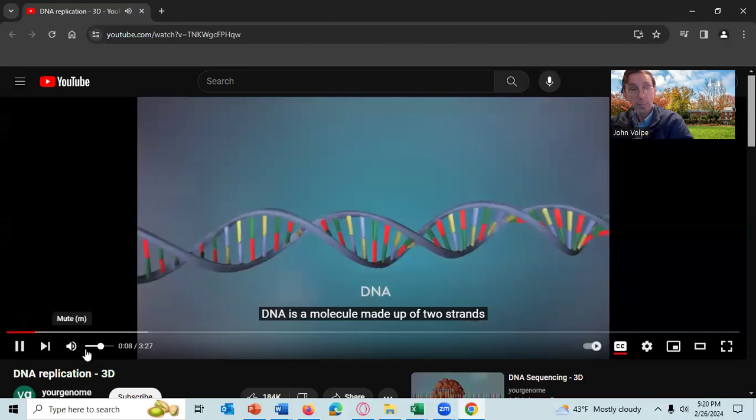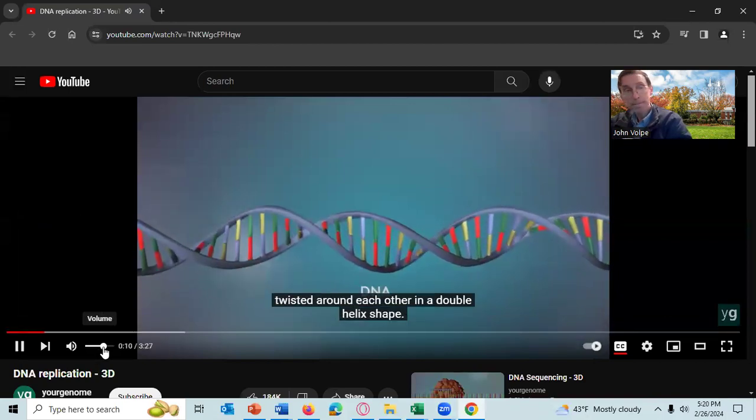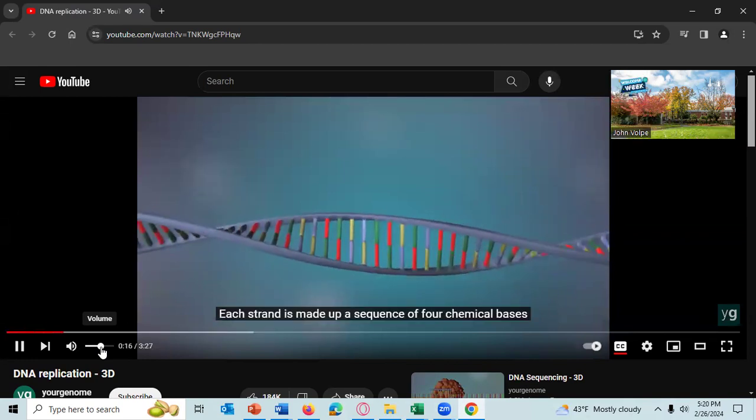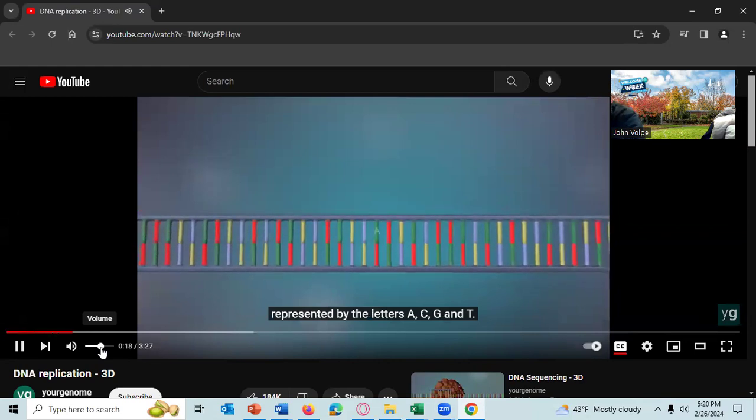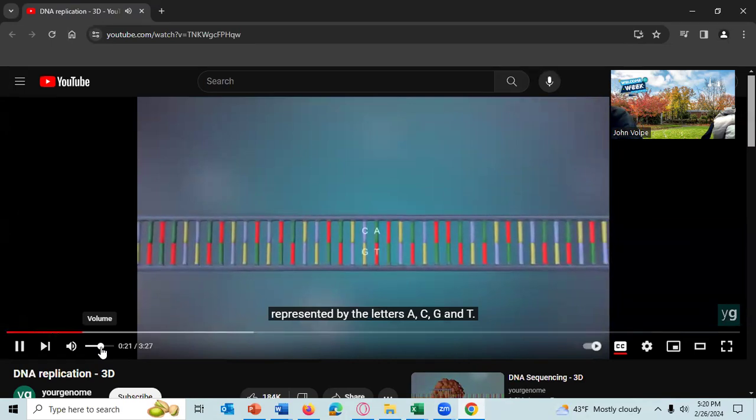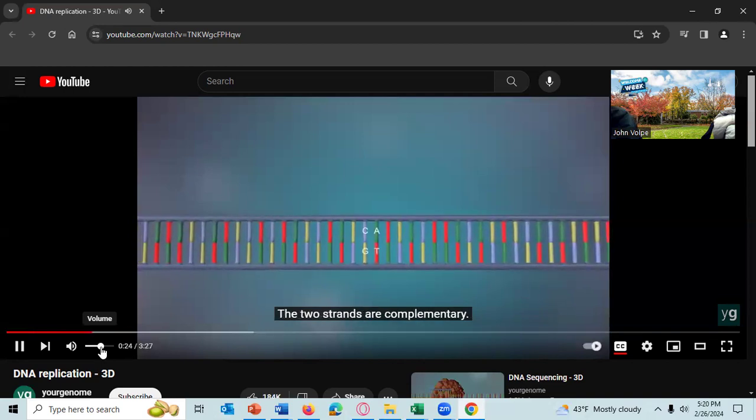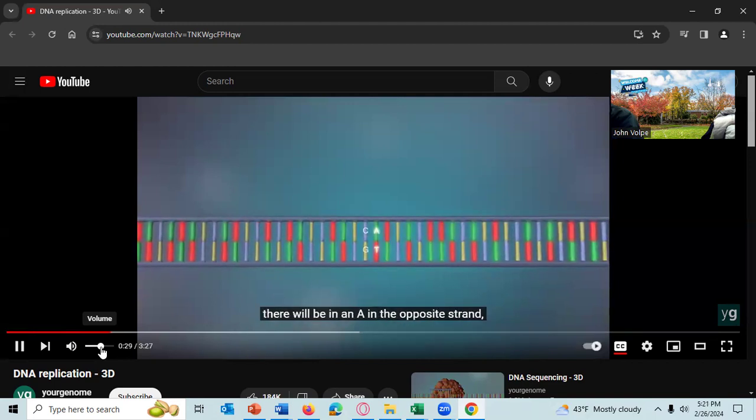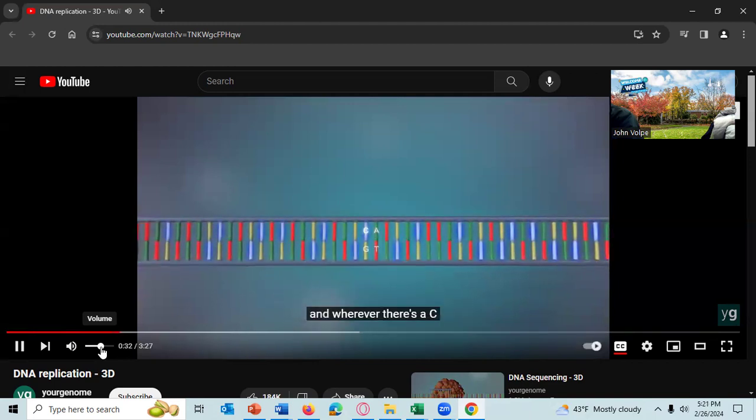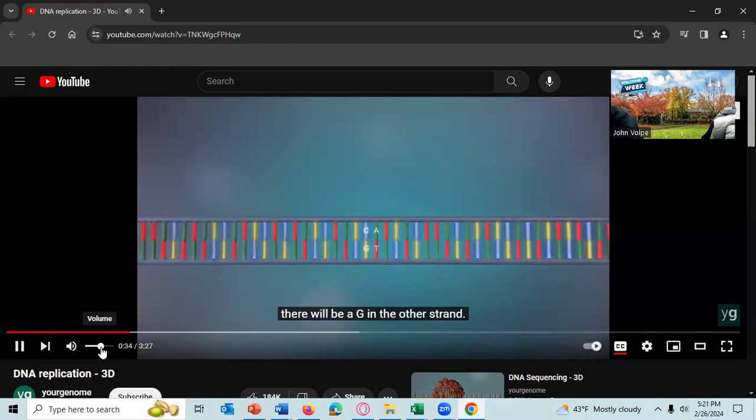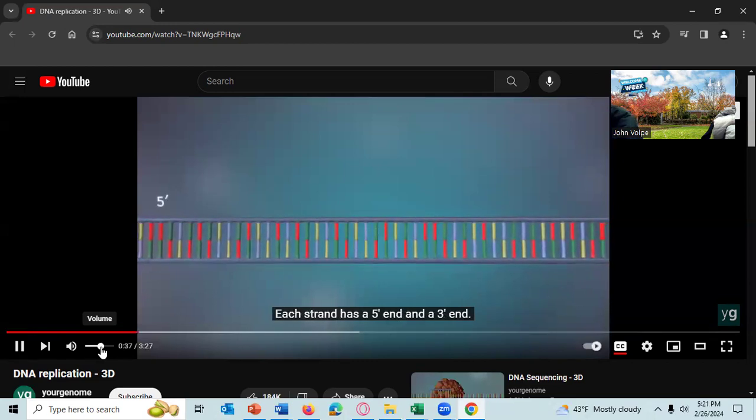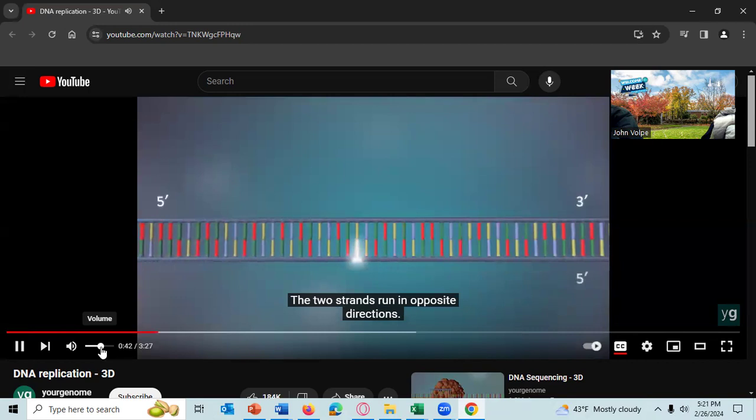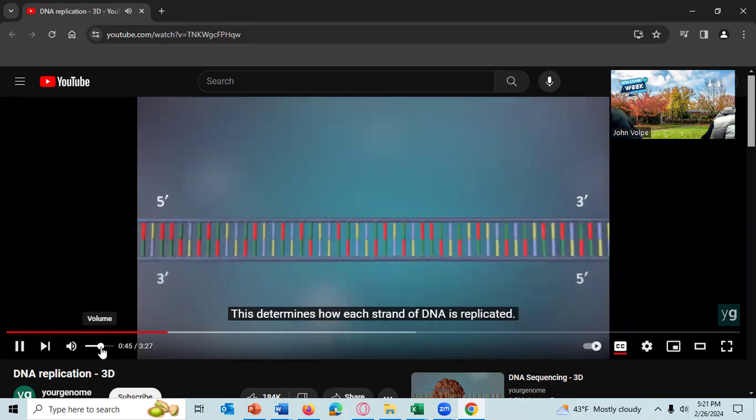DNA is a molecule made up of two strands, twisted around each other in a double helix shape. Each strand is made up of a sequence of four chemical bases, represented by the letters A, C, G, and T. The two strands are complementary. This means that wherever there's a T in one strand, there will be an A in the opposite strand, and wherever there's a C, there will be a G in the other strand. Each strand has a 5' end and a 3' end. The two strands run in opposite directions. This determines how each strand of DNA is replicated.